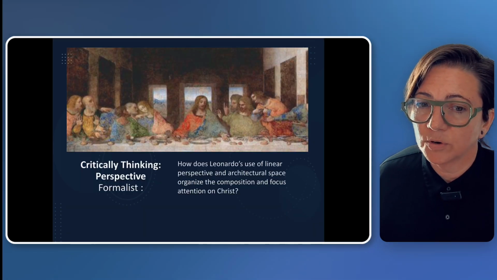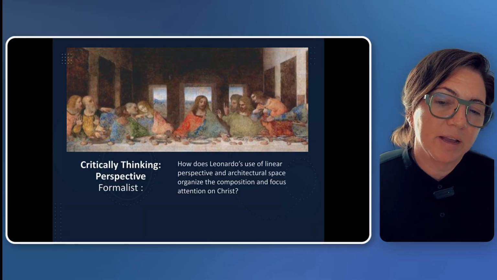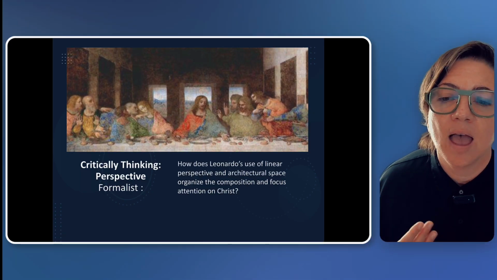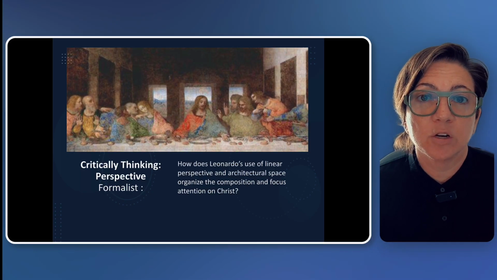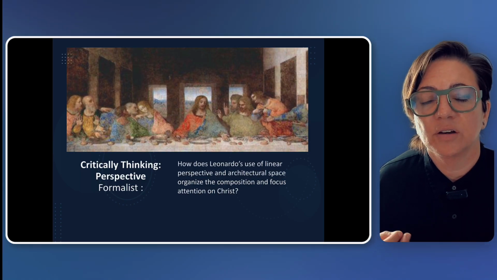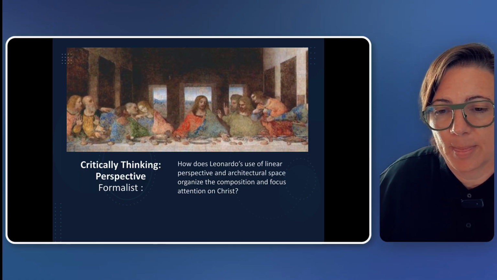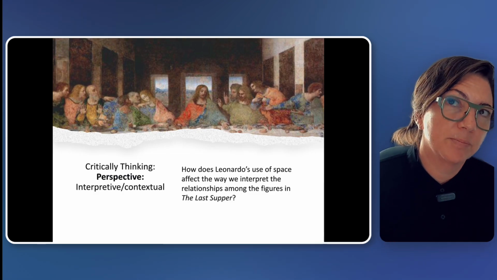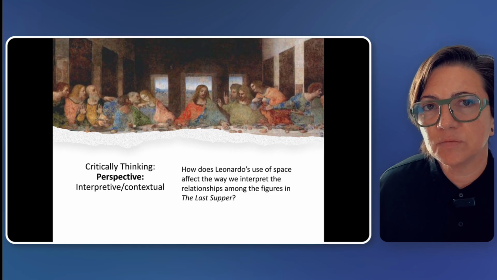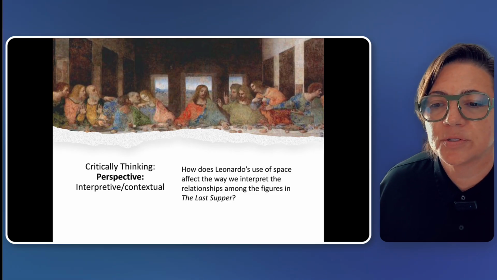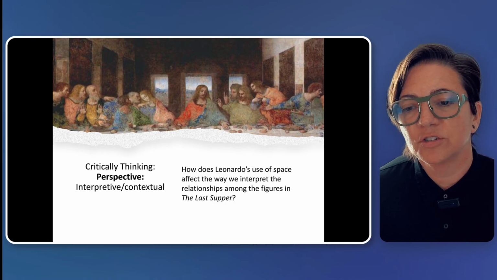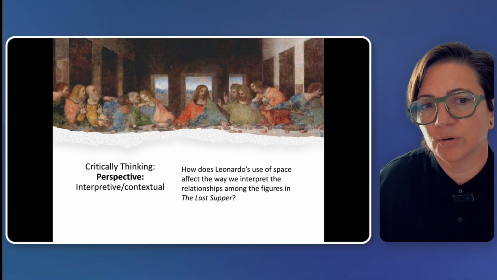With The Last Supper, from the formalist perspective on Leonardo's work, we're asking, how does Leonardo's use of linear perspective in architectural space organize the composition and focus attention on Christ? If we were to change the perspective to a more interpretive, contextual perspective, we would ask, how does Leonardo's use of space affect the way we interpret the relationship among the figures in The Last Supper?